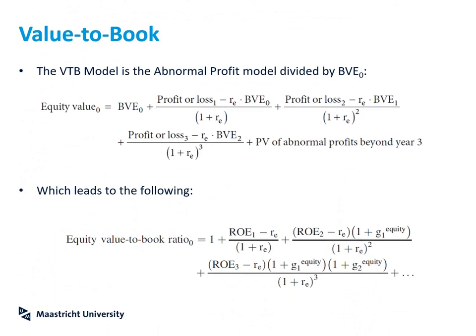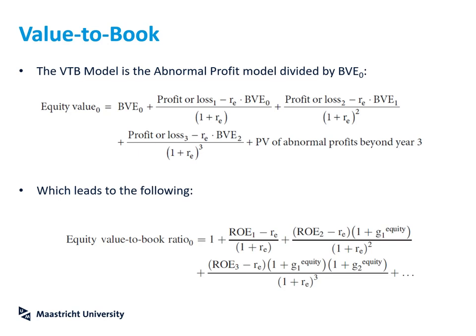Now, if you want to look at what drives an actual multiple, we can go back to our abnormal profit and abnormal profit growth model. So let's start with the value to book multiple, or market to book ratio. What drives the market to book ratio, or value to book, is the ability to earn an abnormal ROE. And we can see this by going back to our abnormal profit model and dividing that by the beginning book value of equity. Because what do we get if we divide by the beginning book value of equity?